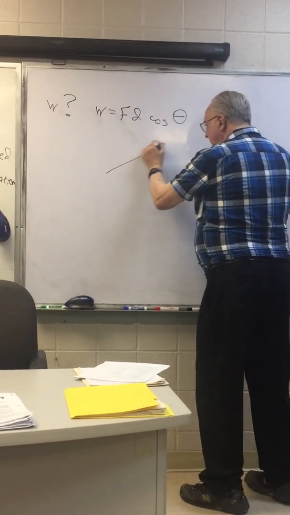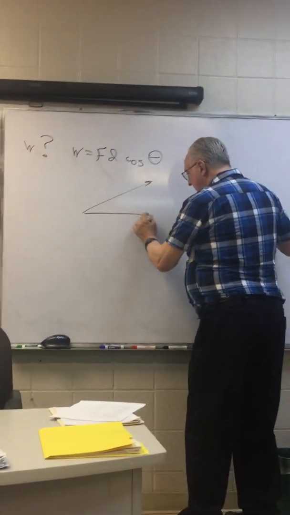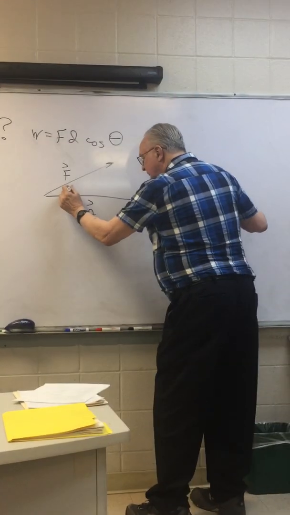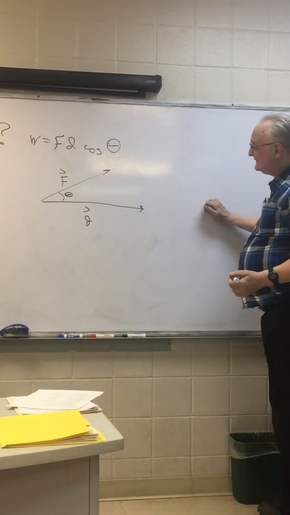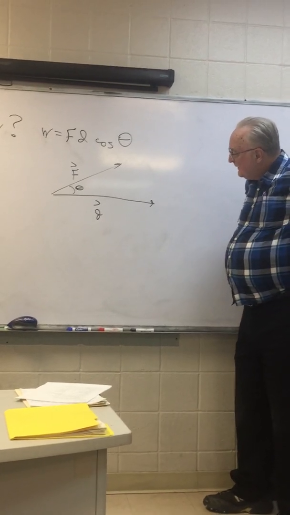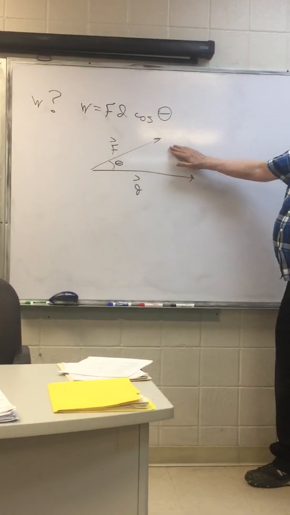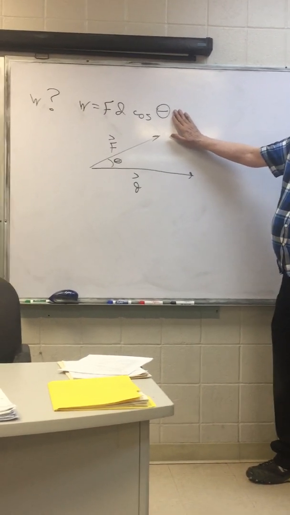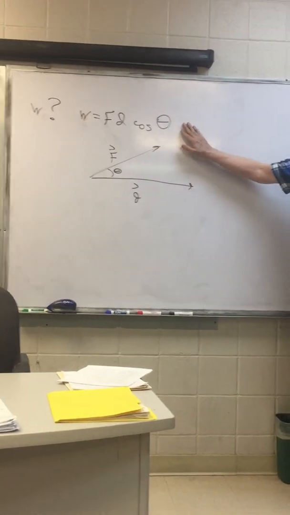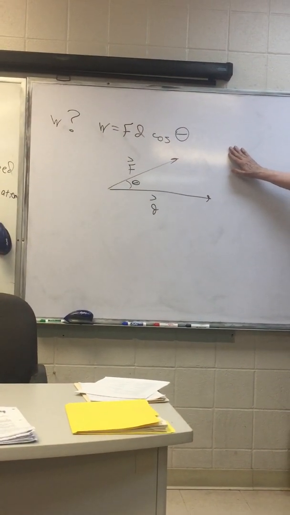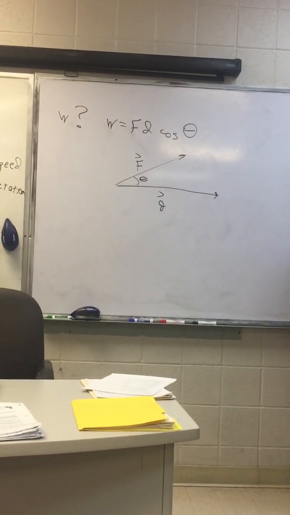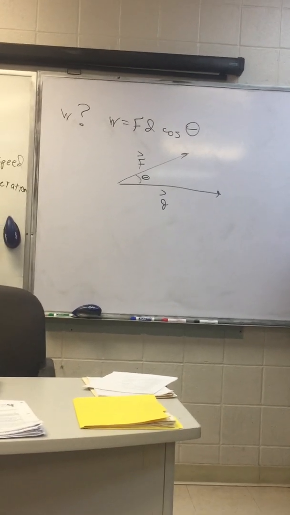So if you have a force going this direction, and you have a displacement going in this direction, and the angle between the two is theta, then this is the formula that describes the work done. Now, if they're in the same direction, what's the cosine theta? Well, cosine 0 degrees is 1. Check that on your calculator if you're not sure. Just type cosine 0, and you'll get 1. So if they're in the same direction, you don't really need the cosine.